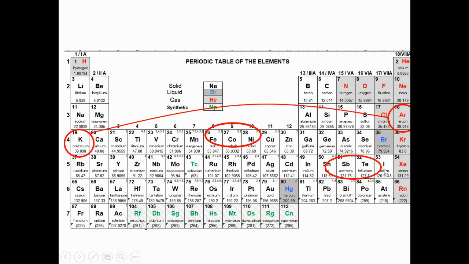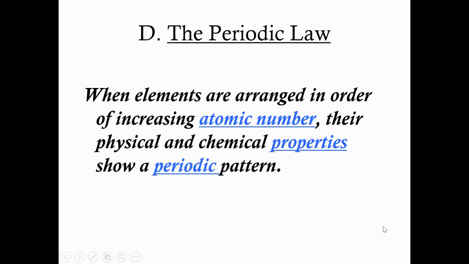Excuse me, iodine and tellurium. My circle kind of ended up in the wrong place there. Iodine, number 53, is actually slightly lower in atomic mass than tellurium. So this led to what's called the periodic law. When elements are arranged in order of increasing atomic number, their physical and chemical properties show a periodic pattern.